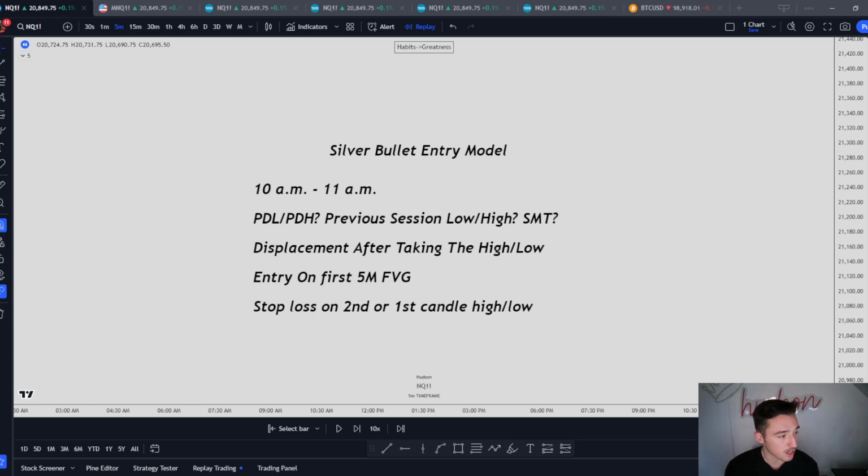So we're going to be going over the silver bullet entry model. We're going to go over 2 ways to use this model. And we're only going to go over the 10 a.m. to 11 a.m. hour. Now, there is another session for this. It is the 2 p.m. to 3 p.m., but I don't trade afternoon usually. So we're only going to be going over the 10 a.m. to 11 a.m. on the 5-minute chart and the 1-minute chart, right?